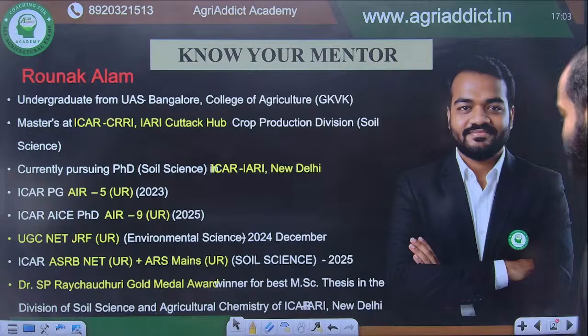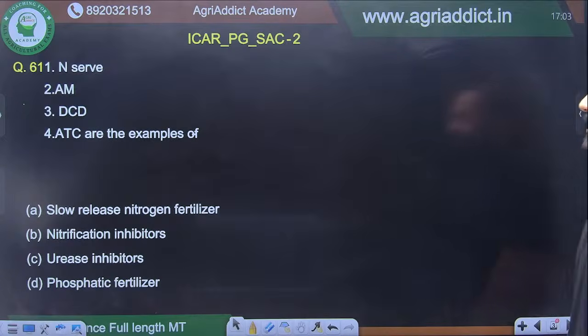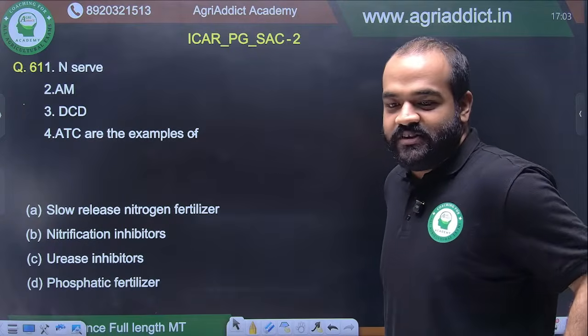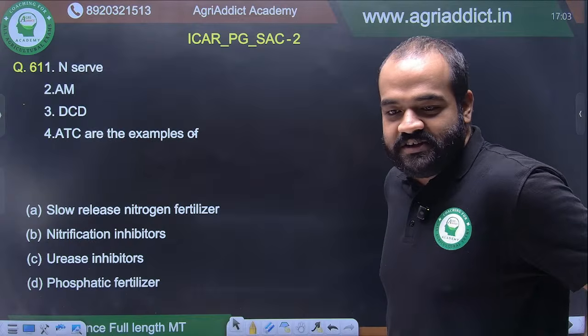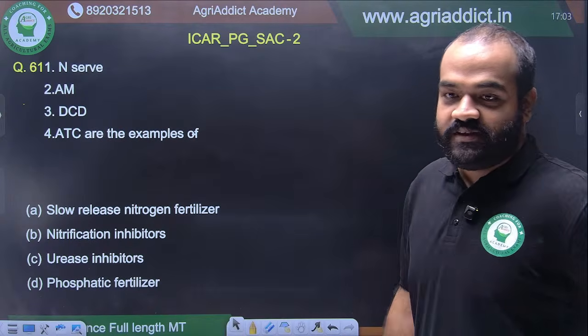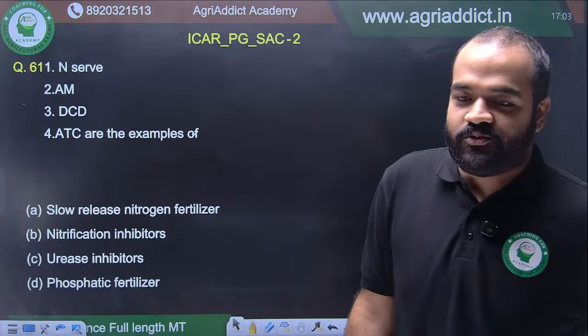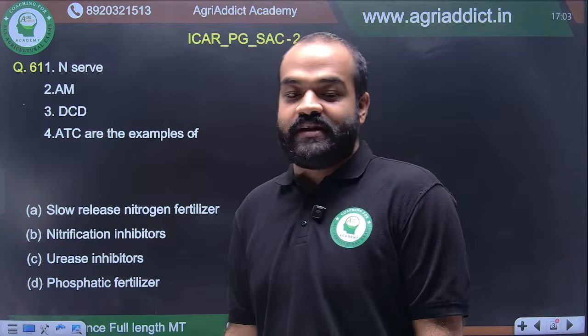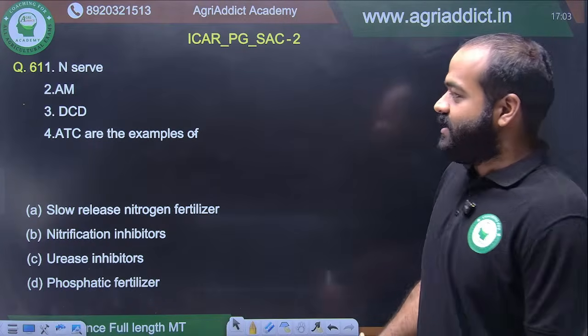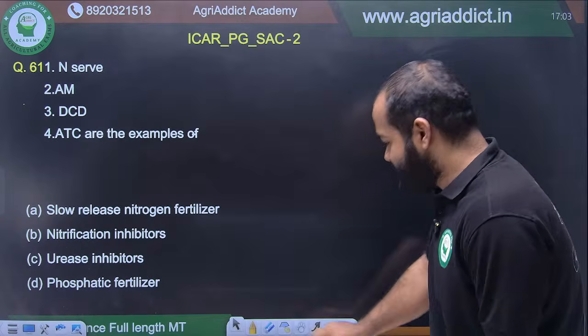So let's start with question number 61. We are starting with nitrogen today. Nitrogen comes under fertility, and fertility is one of the most important sections that fetches at least 20 to 25, sometimes maybe 28 questions in one paper. While I was doing the analysis of the PYQs, I have seen that.